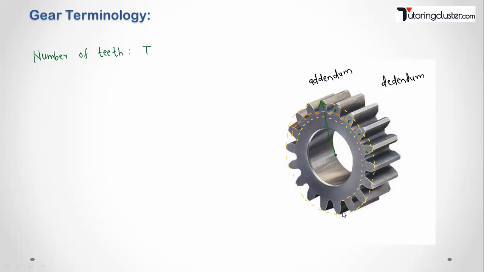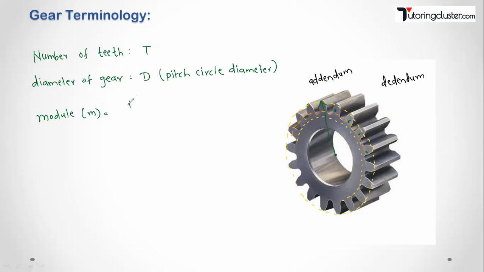That imaginary diameter of the gear is called the pitch circle diameter. It's imaginary. You can draw the addendum and the dedendum, but the pitch circle you have to consider. So I can define a new terminology, the module, which is denoted by m, equal to the diameter of the gear divided by the number of teeth. Please remember this formula. What is module?